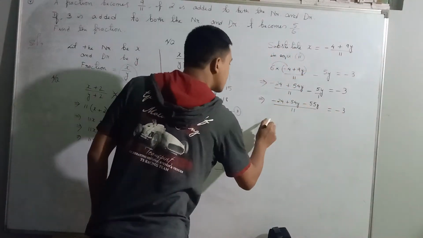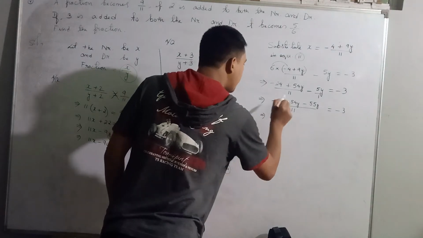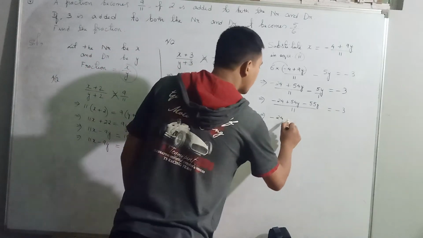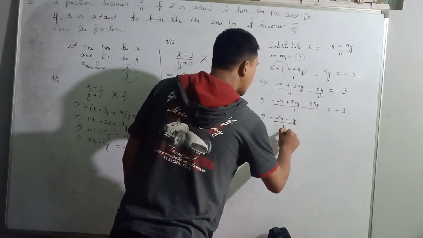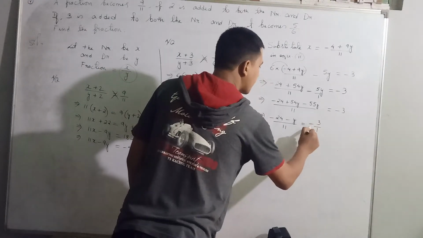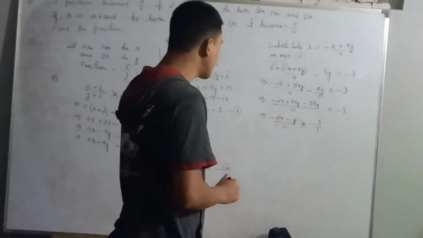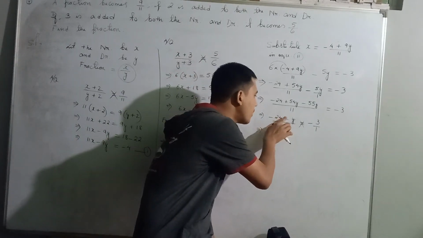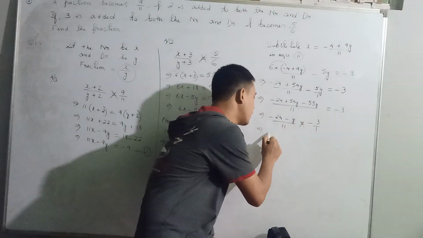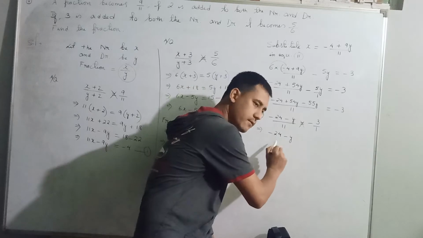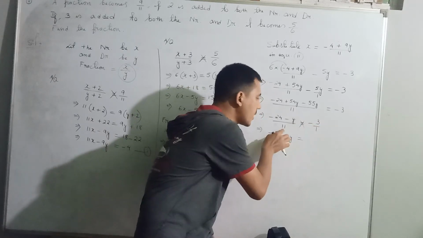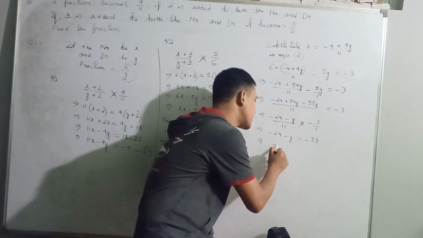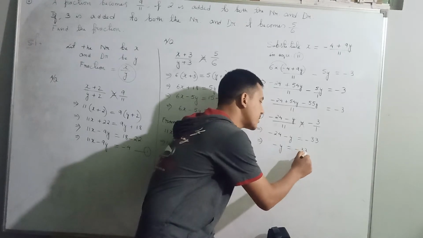Now we have two like terms. So minus 24, 54y minus 55y gives minus 1y, or simply minus y, upon 11 is equal to minus 3, right? Now in order to find y, we need to cross multiply. If you cross multiply, minus 24 minus y times 1 would be minus 24 minus y itself. Minus 3 times 11 is minus 33. So this is minus y is equal to minus 33.